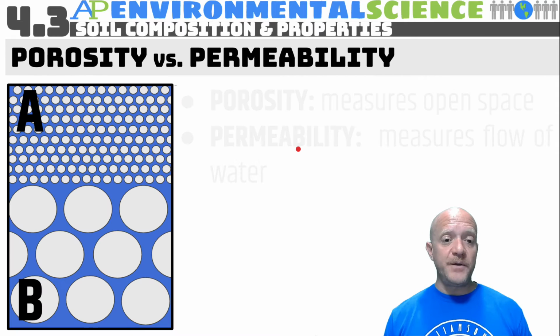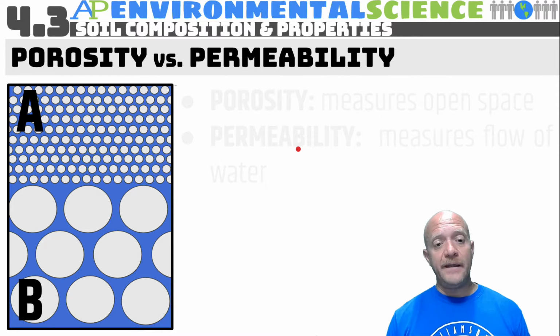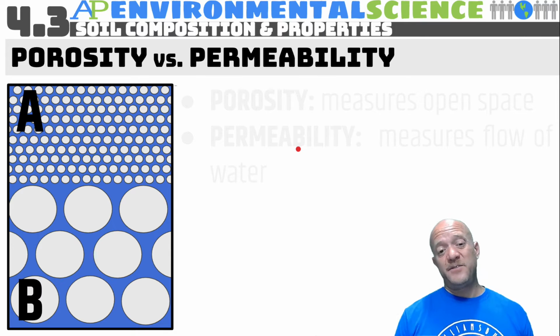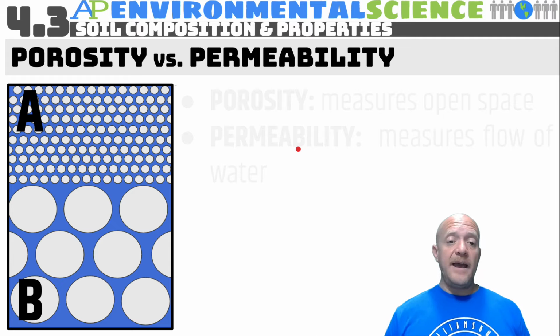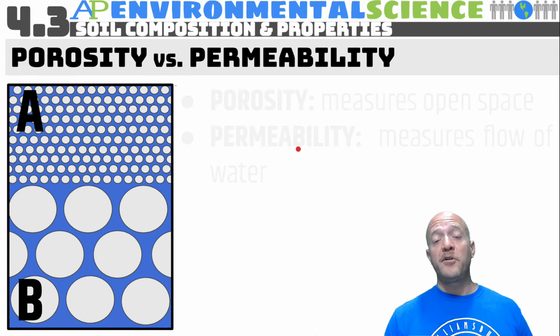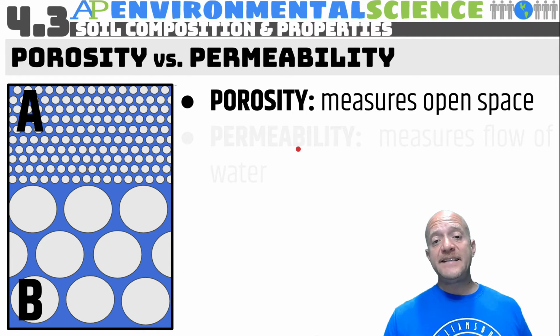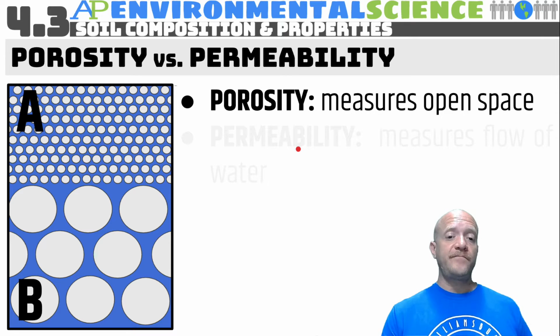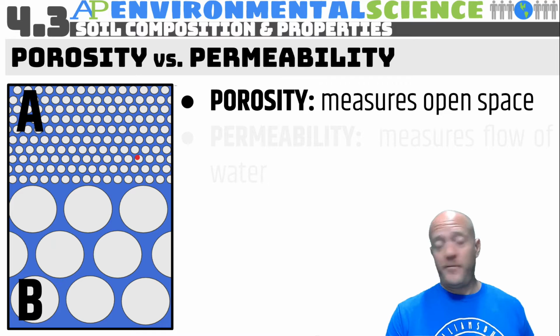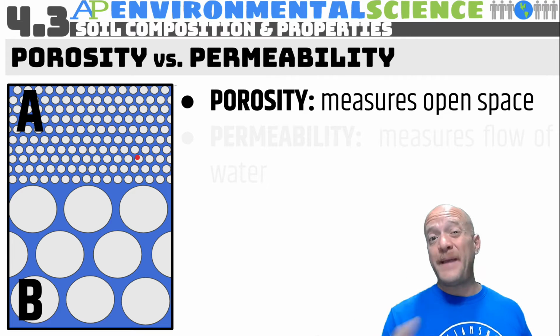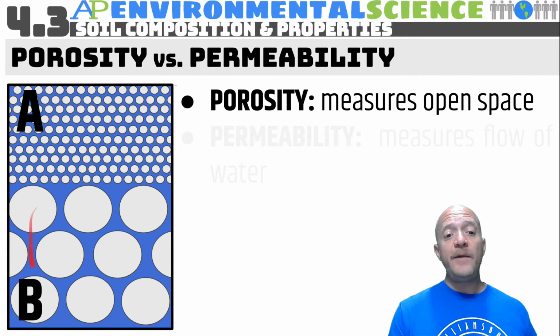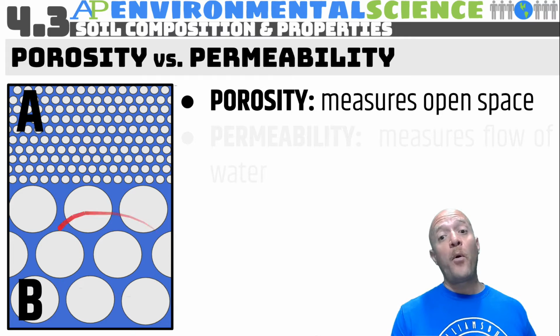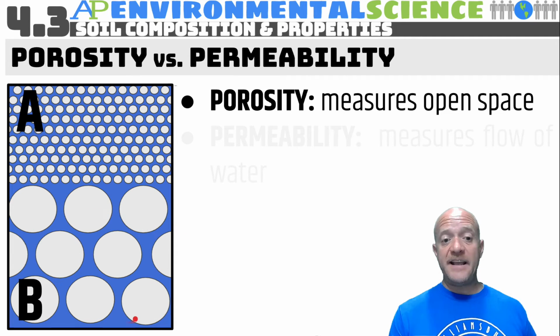So we have soil sample A, soil sample B. Soil sample A could be mainly silt, I would say. Soil sample B could be exclusively sand. And when we're talking about porosity and permeability, porosity is the measure of the open space. So we actually have more particles in A, but we don't care about the particles. We care about the spaces between the particles. And we have more porosity, or more pores, in sample B.